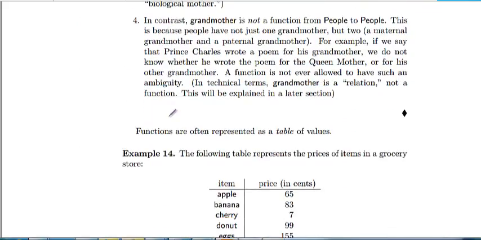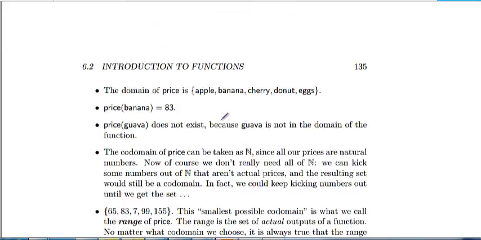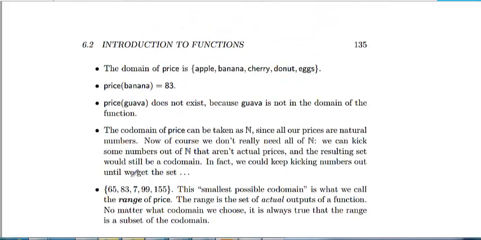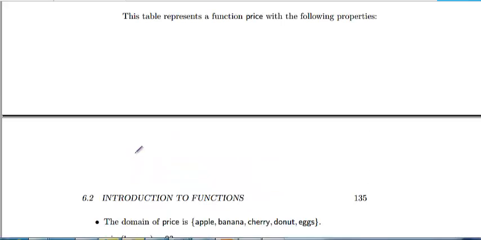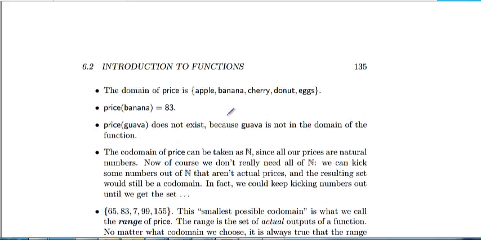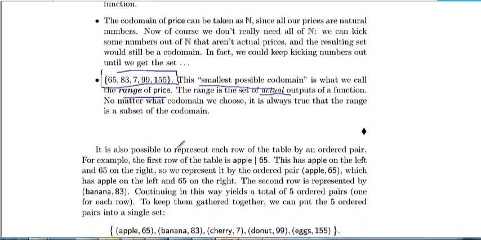All right, so more examples of functions. A table that represents a function, a price function of some food items. Okay. All right, so the codomain of this function would be the set of positive integers. But you could take this set as the codomain, because those are the only prices that are actually attained. So this is the smallest possible codomain, which we call the range. The range is the set of actual outputs of the function.